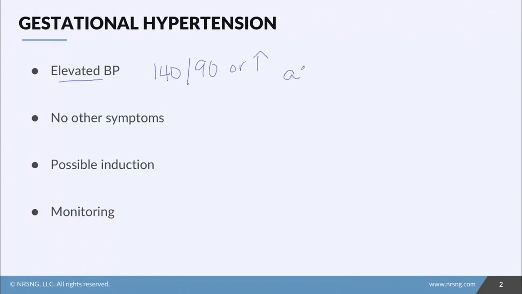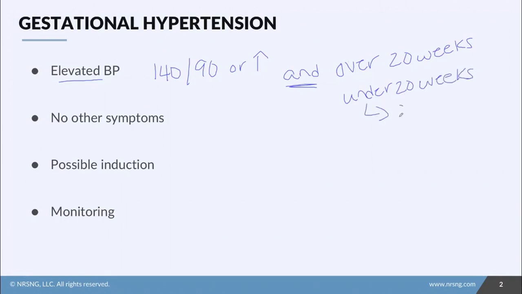And an absolute must have, they have to be over 20 weeks pregnant. So the fetus has to be at 20 weeks gestation. If she's under 20 weeks, then she doesn't have gestational hypertension. This would equal chronic hypertension. So 140/90 or greater, and a must be over 20 weeks.